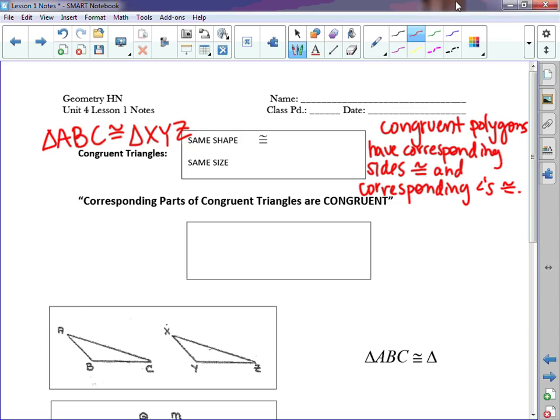Alright guys, I need your heads up off the desks. That's not okay in this class.